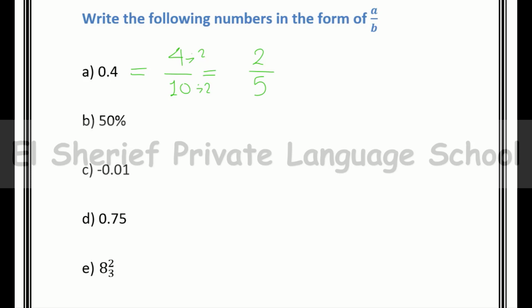Letter B, 50%. The percentage is a ratio with denominator, or second term, 100, so 50 over 100. In the simplest form, I will divide by 5. Divided by 5, 50 becomes 10 and 100 becomes 20. I can divide again by 5, which equals 1 over 2.